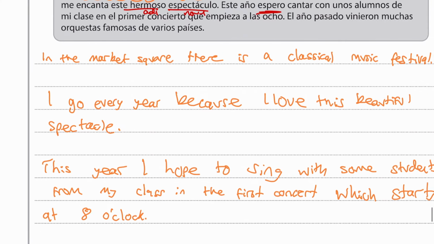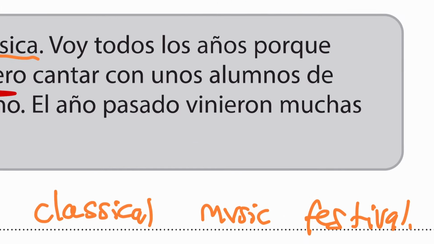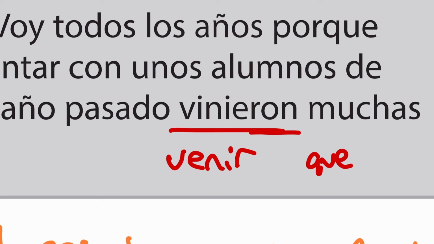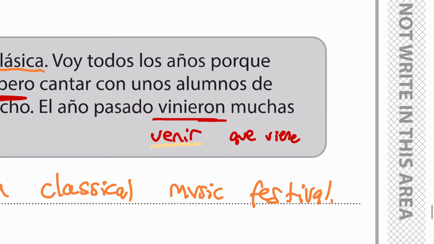vinieron. So you can say vinieron means they came, so it's a really tricky word because the infinitive is venir, this is irregular, and people don't use the word venir a lot. You see it in, for example, que viene, next something, next year, next month, but please revise this verb and how to conjugate it, because it's one that comes up a few times, but not many people know how to use in class. It's not one you use in writing often anyway.